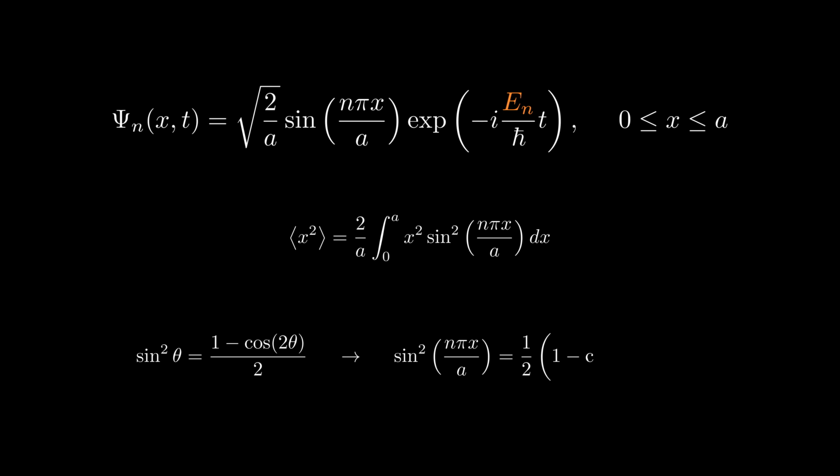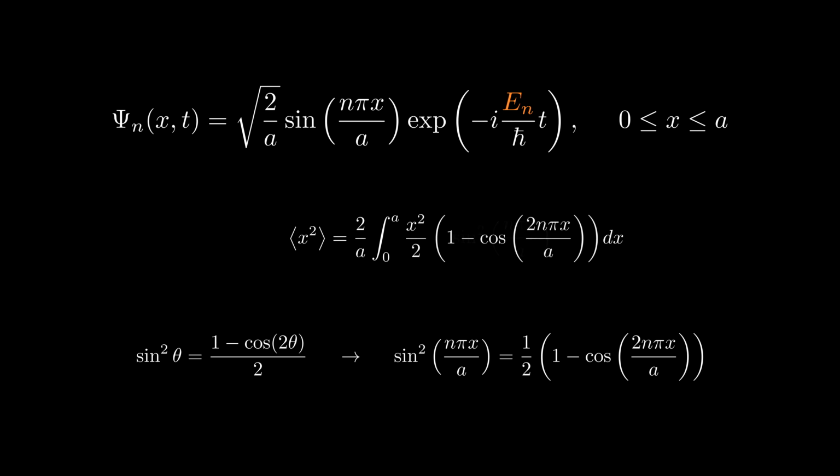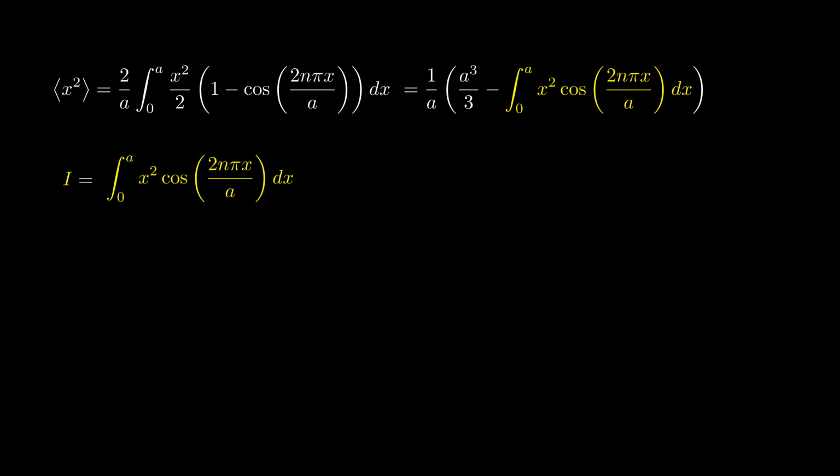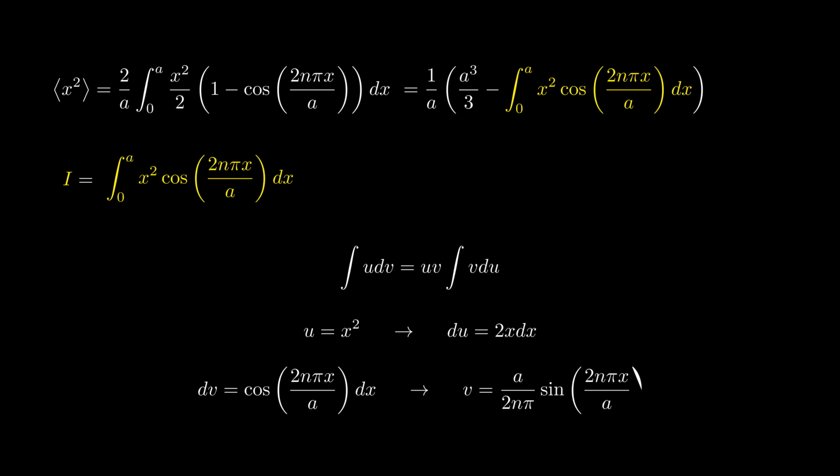To simplify further, we use the trigonometric identity for sine squared, which splits the integral into two terms. Let's evaluate these two terms step by step. The first integral is straightforward and contributes directly to the result. We solve the second integral using integration by parts twice. Here, we choose u to be x squared and dv to be cosine of 2nπx over a dx.